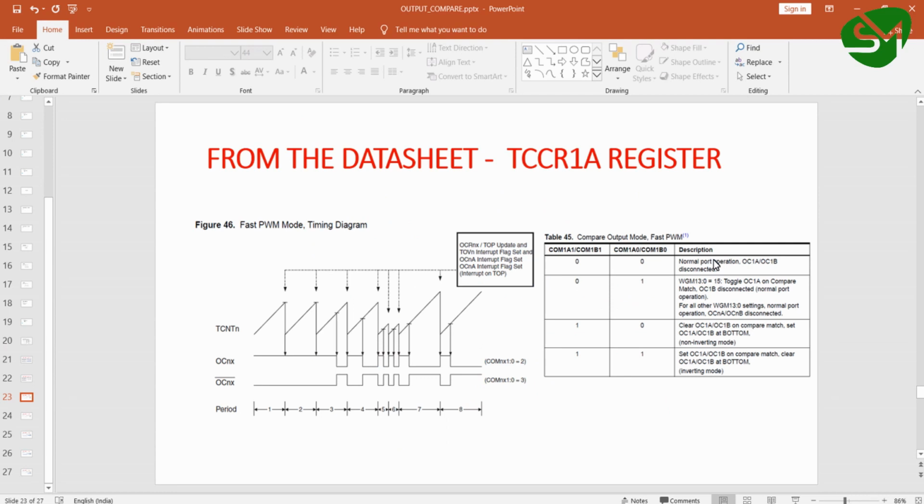So there are two modes of PWM in our timer 1 module. One is non-inverting mode and another one is inverting mode. So if I set a value of 10 to this COM1A1 and COM1A0, that will set the PWM in non-inverting mode, and if I set the value to 11, this will set the PWM in inverting mode. So let's understand these two modes one by one.